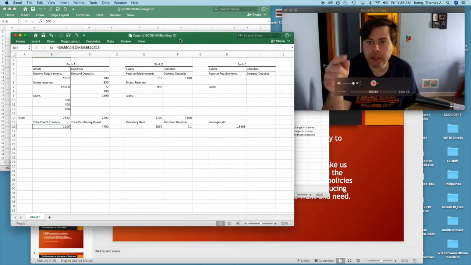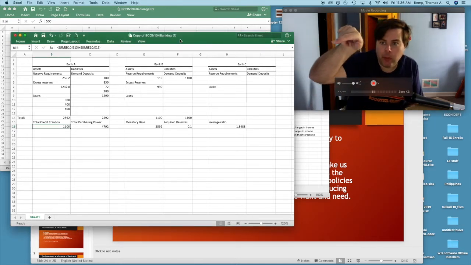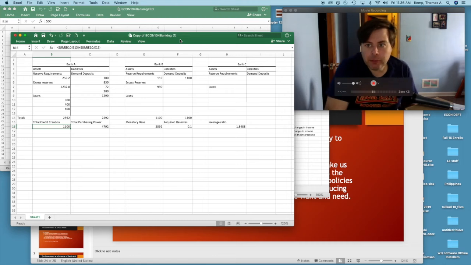All right, so this sheet over here, that one there. I've just put two T accounts for two sort of generic banks. So here's Bank A and Bank B, right? Then there's a bunch of other stuff down here at the bottom: total credit creation, total purchasing power, monetary base, reserve requirements, and a leverage ratio. I'll explain all those each in turn.